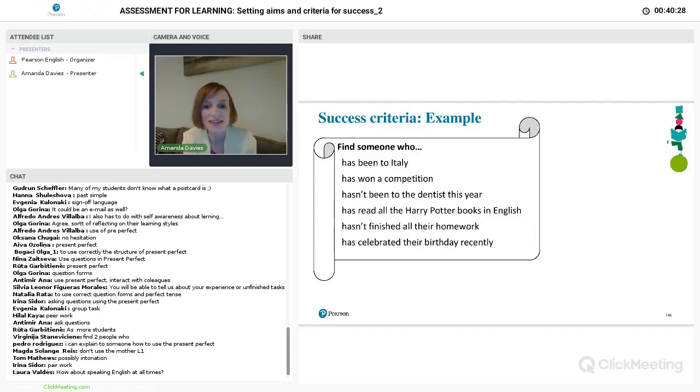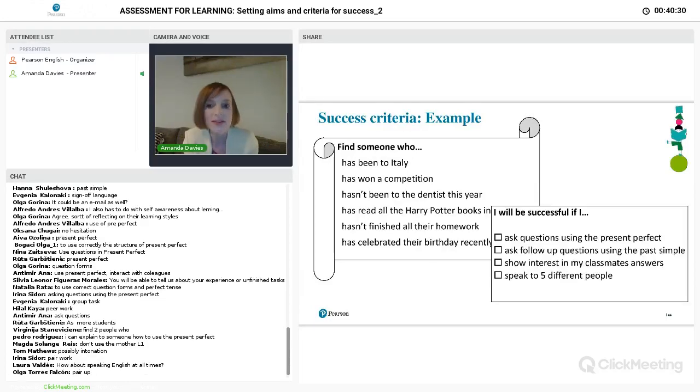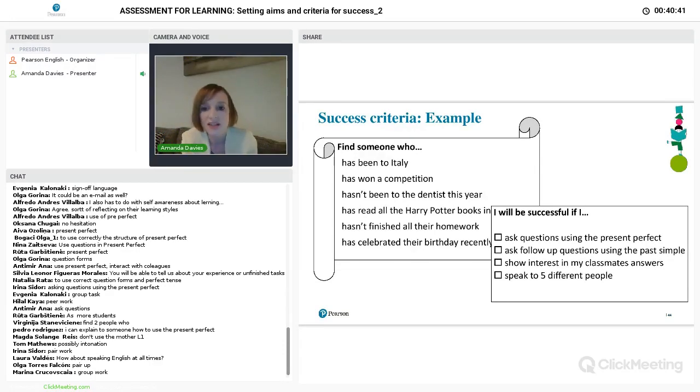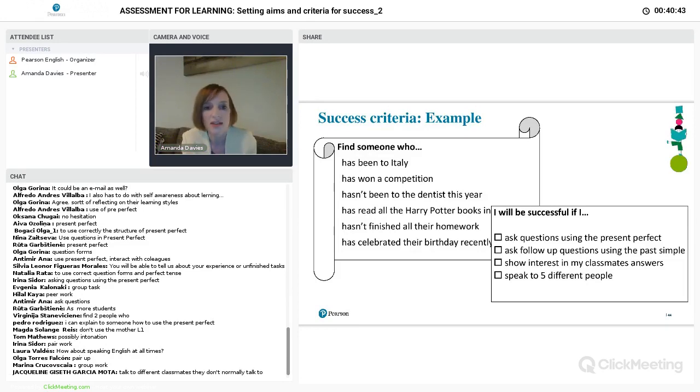Okay, it could be something to do with intonation as well. Here are the success criteria that my students came up with. So we had been contrasting present perfect and past simple. So as you said, ask questions using the present perfect, and then I wanted them to ask follow-up questions using the past simple. Because again, that's natural communication.